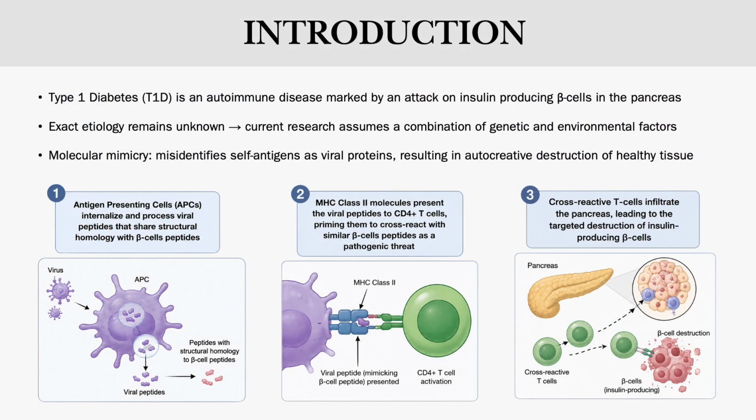The leading theory for that trigger is molecular mimicry, and it works in 3 steps. First, an antigen-presenting cell breaks down a viral protein that happens to look structurally similar to one of our own beta cell proteins. Second, it displays that fragment on an MHC class II molecule and trains a CD4 T cell to treat the shape as a threat. Third, and where the problem stems from, because one of our own proteins may share that shape, those same T cells cross-react, infiltrate the pancreas, and destroy healthy beta cells.